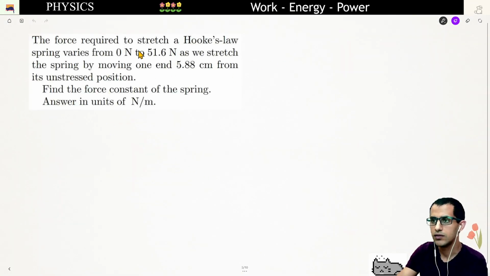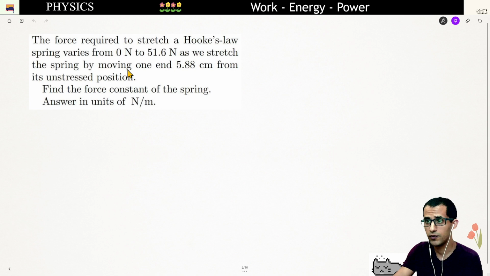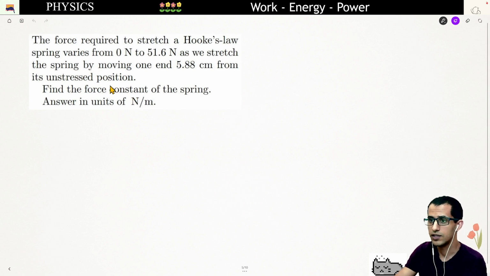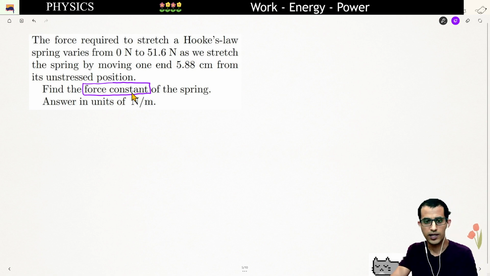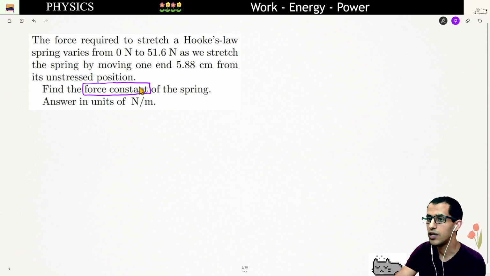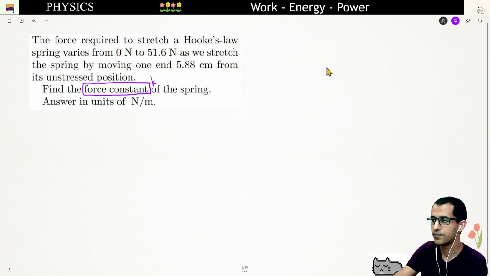The force required to stretch a Hooke's law spring varies from 0 newtons to 51.6 newtons as we stretch the spring by moving one end 5.88 centimeters from its unstressed position. Find the force constant of the spring. This force constant is the spring constant. They can refer to it as the stiffness, the stretchiness, the spring constant, the force constant. Usually it'll be spring constant. This is our k value.